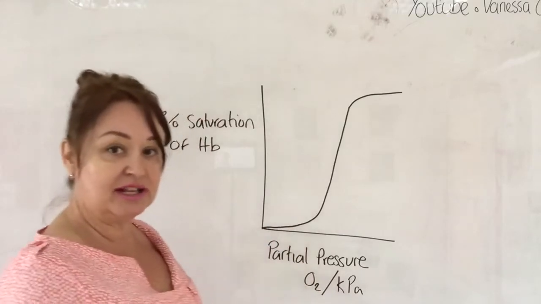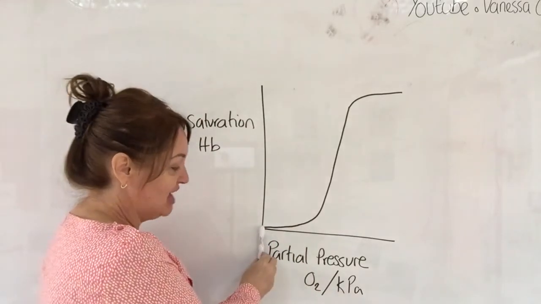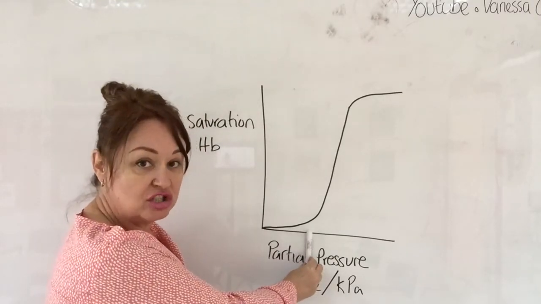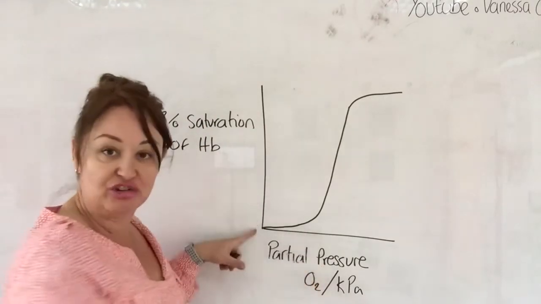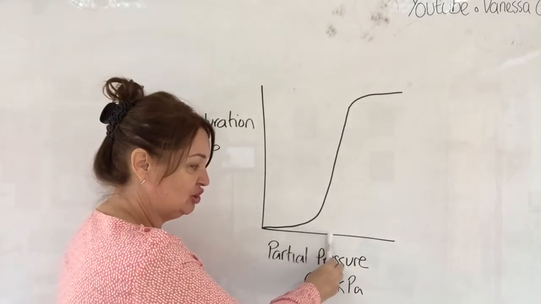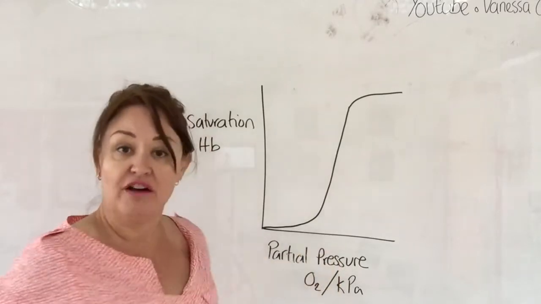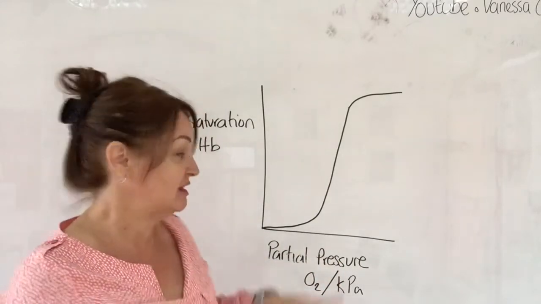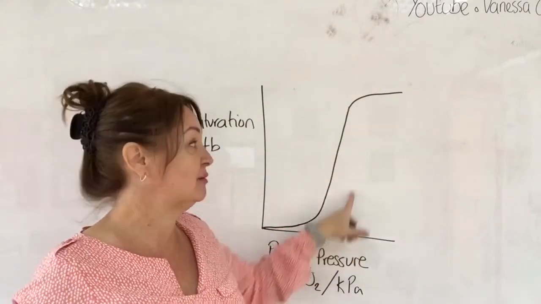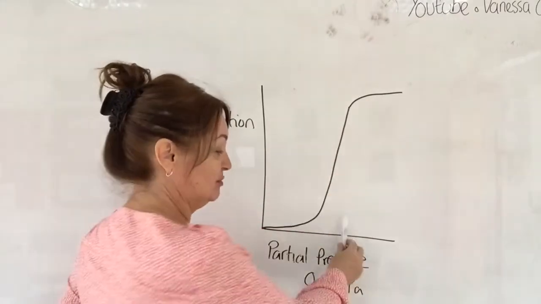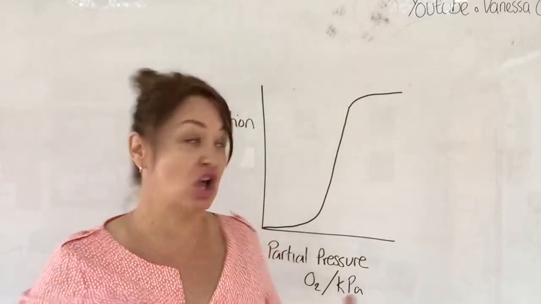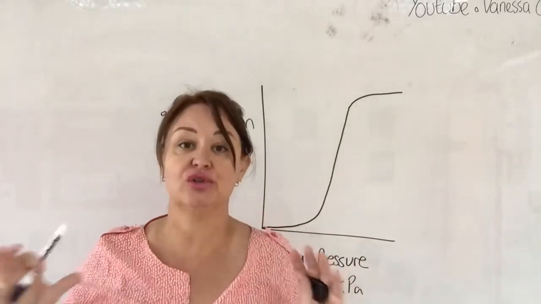So what does this curve show? It shows that over a large increase in partial pressure of oxygen, there isn't that much increase in its saturation. Then, over a very short distance of increase of partial pressure, there's a massive change in the percentage saturation of hemoglobin, and then it levels off. It doesn't matter how much more we increase the concentration of oxygen around the hemoglobin, there's very little change. So that's what the graph shows.